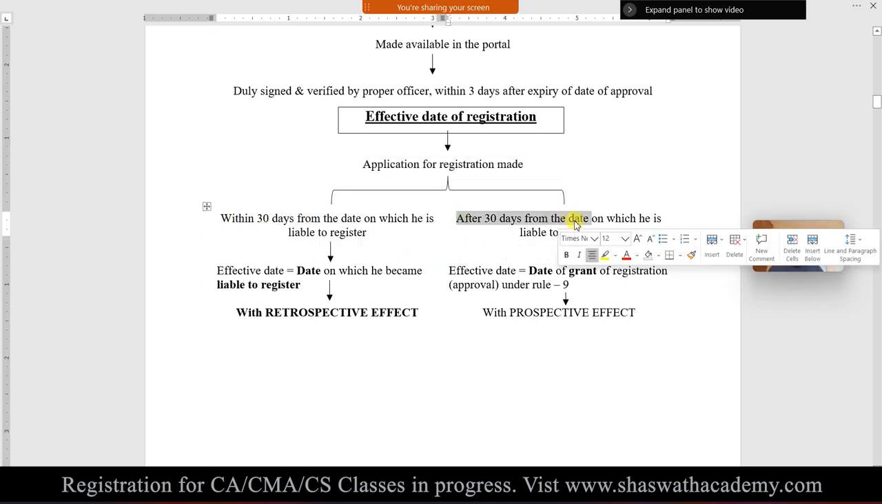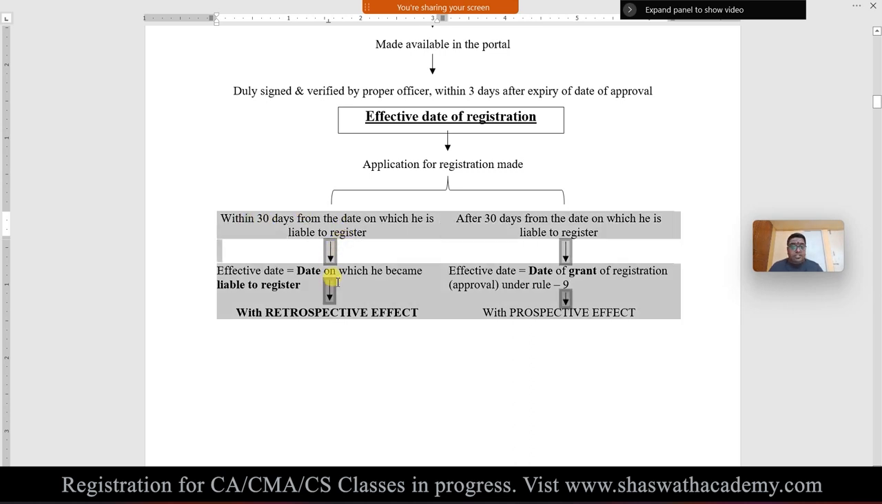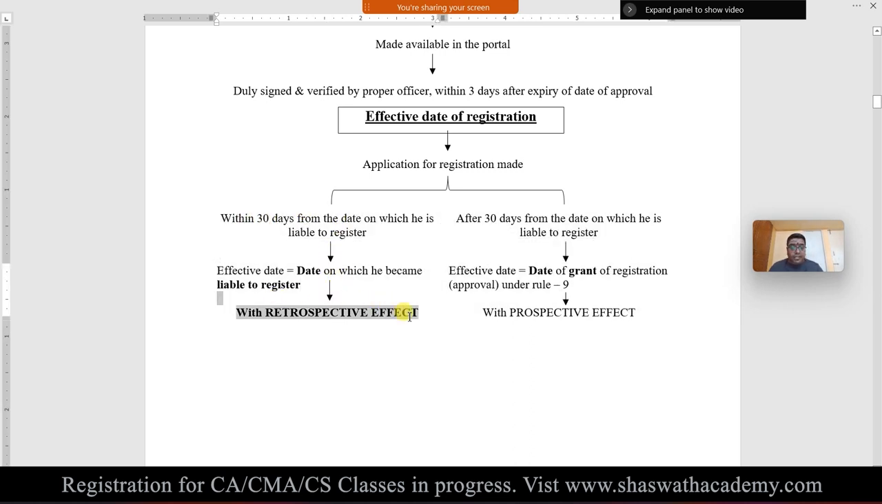That's a question. Sir, a law-abiding assessee makes an application within 30 days, then registration is effective retrospectively from the date of becoming liable. Let me give you an example. Let's understand Vijay Raghavan is liable today, 29th March, he became liable. He makes an application on 20th of April.